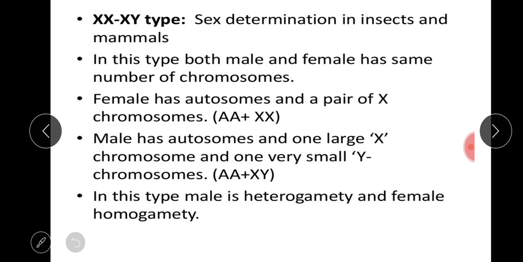Both males and females bear same number of chromosomes. The males have autosomes plus XY chromosomes and females have autosomes plus XX chromosomes. The males produce two types of gametes containing X and Y sex chromosome, and females produce only one type of gametes with an X chromosome, that is homogametic. Thus, in this type of sex determination, the presence of Y chromosome determines the maleness.